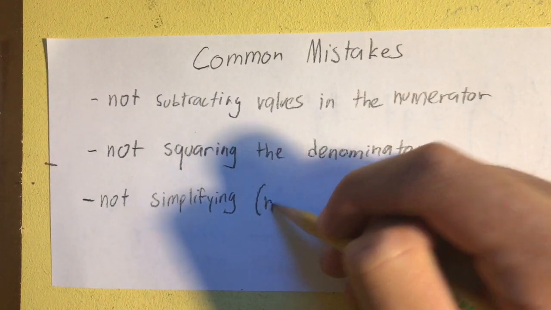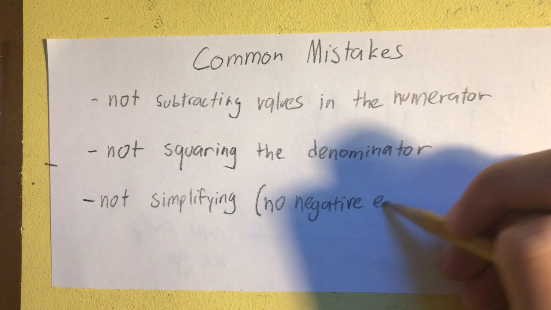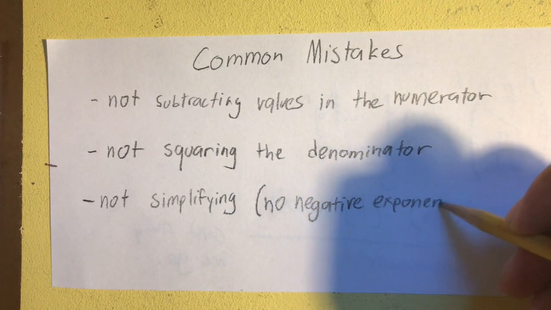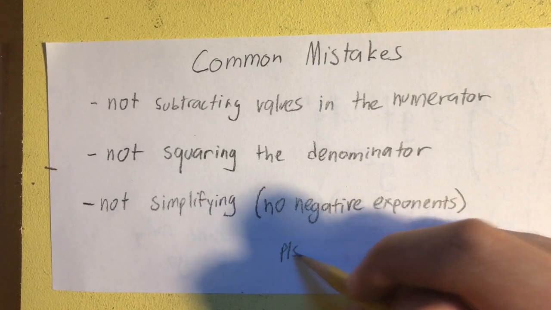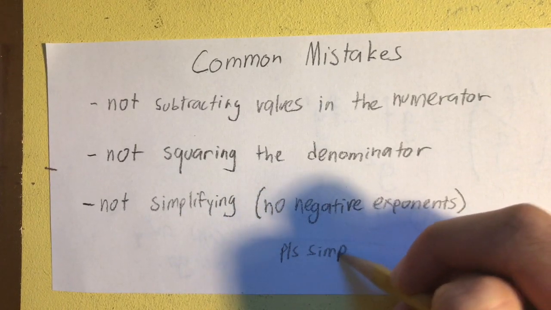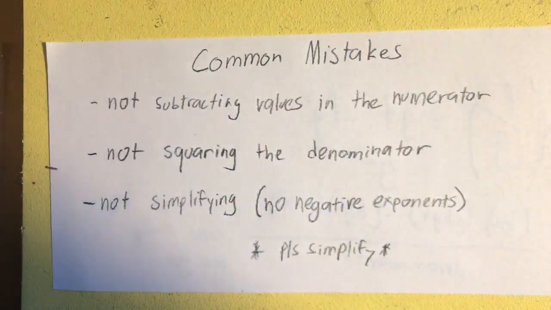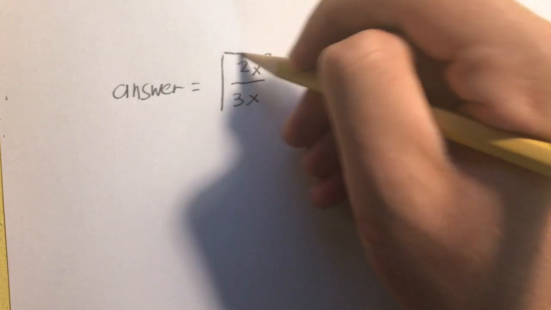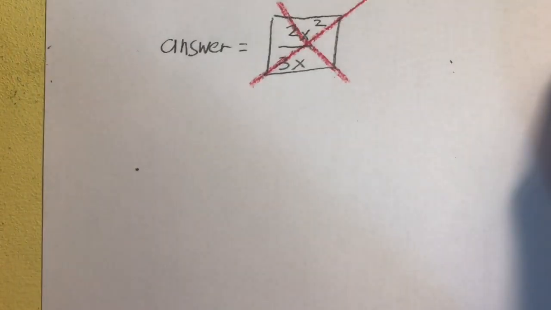The final common mistake is not simplifying your answer fully. This is a very common mistake made by a lot of people, and good simplification means combining like terms, not leaving any negative exponents in the numerator or the denominator, and not leaving any fractions in the numerator or the denominator. So please remember to simplify and double check as well.